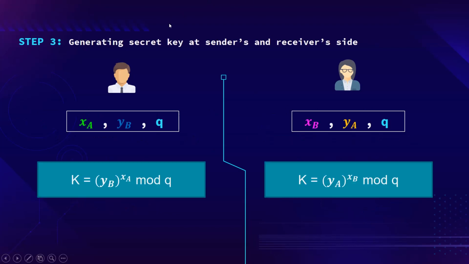After exchanging, Shiv would have xa, yb and q, and Emma would have xb, ya and q. After this they have to generate the secret key at the sender and receiver side. Both of them will generate the secret key with the obtained information. To generate the secret key, they use this formula: k equals yb raised to power xa mod q. Similarly Emma will do the same: the obtained public key raised to the power of her own private key, mod q.